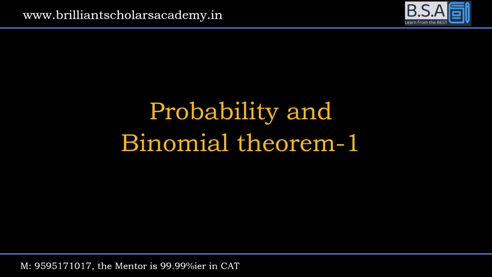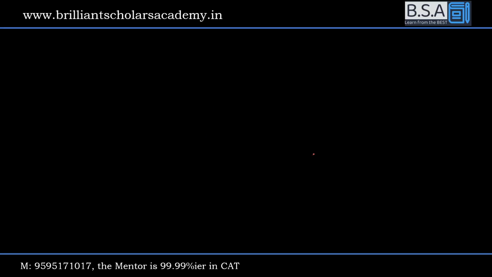So we are starting with the very first session of probability and binomial theorem. We define probability as chances of something happening. When we say probability of an event happening, now what is the event? What is the experiment? I'll tell you. Probability of something happening we calculate as number of favorable outcomes divided by number of total outcomes, which is called sample space.